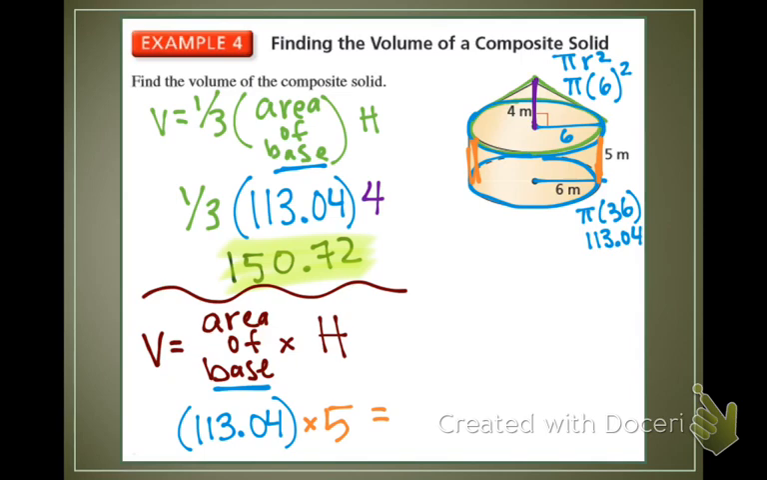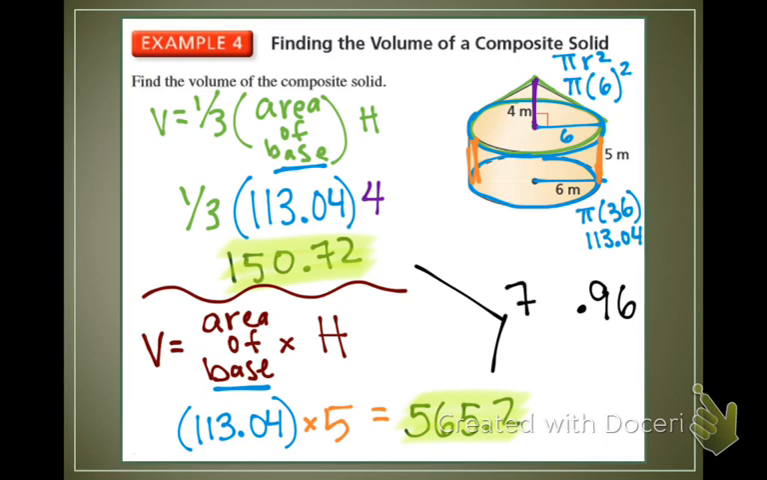What is it? 565.2. All right, and then what do I do with these 2 numbers? I'm going to add them together. What do we get as our final answer? I got 592. Sorry. One says 72 and one says 20. That's my bad. So 715.92 meters cubed.